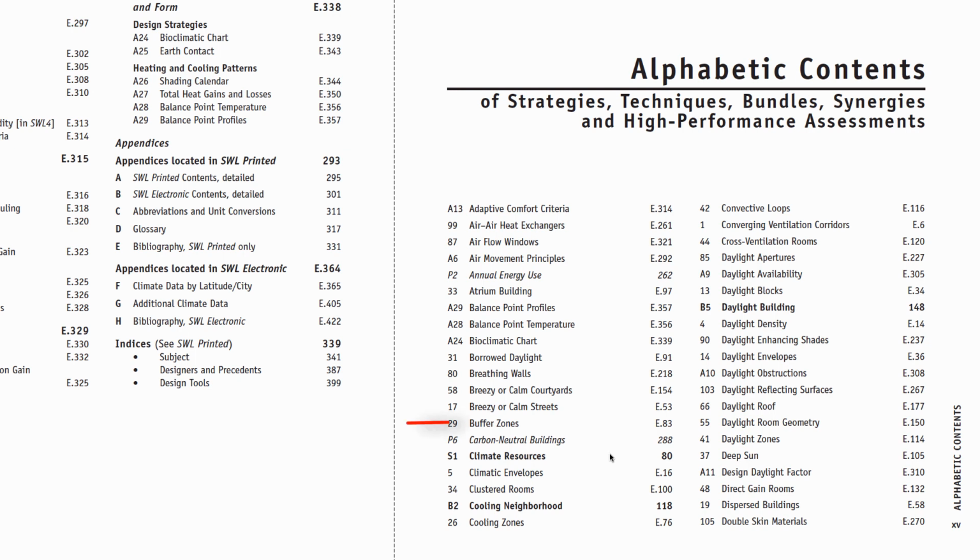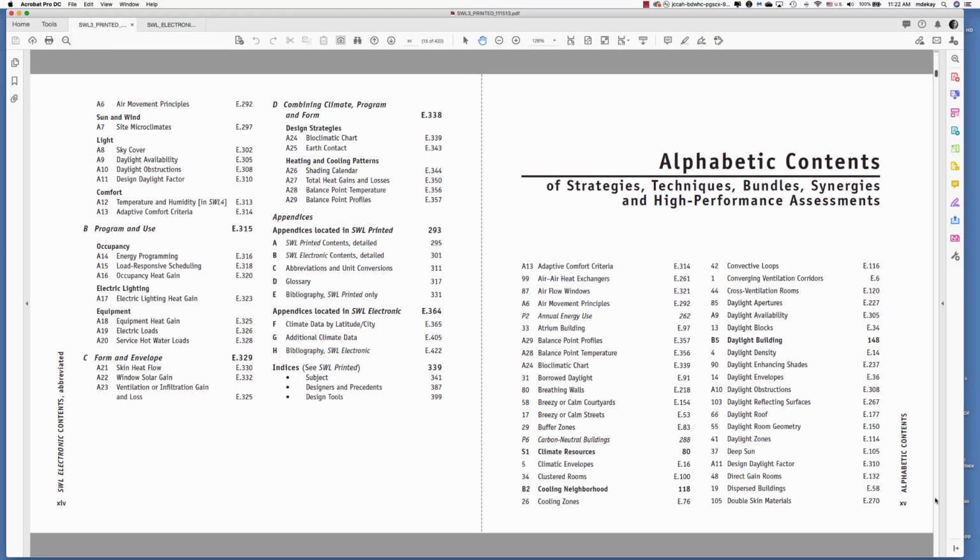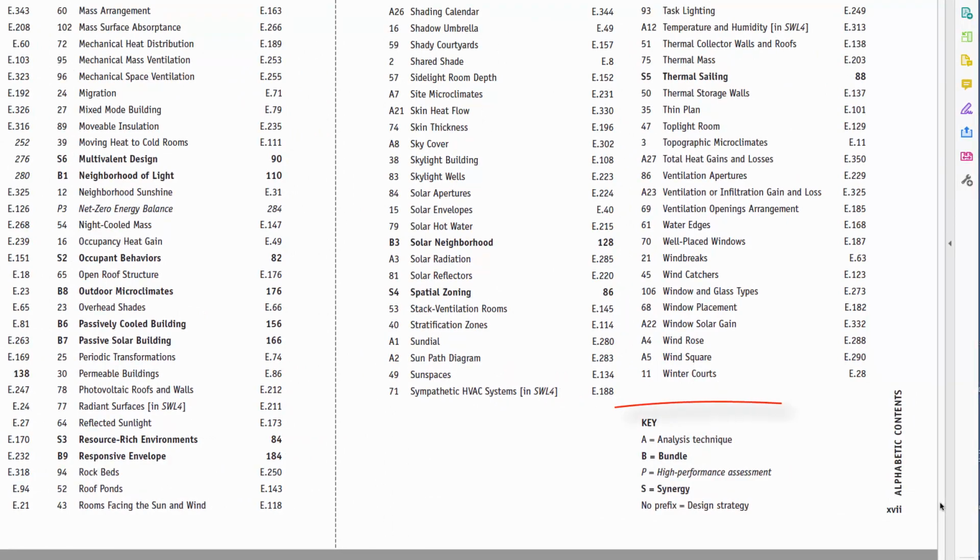One more thing you'll find is something with the designations of P. Those are high performance sections that are found in the printed volume. So for instance, P6 carbon neutral buildings, it's kind of self-explanatory what that topic might be about. So alphabetic contents, really fun and easy way to find your way around. And here's a key for all these things I've just been talking about.